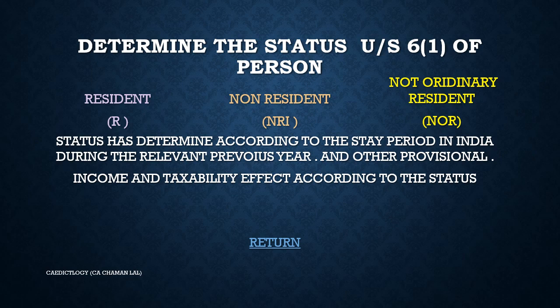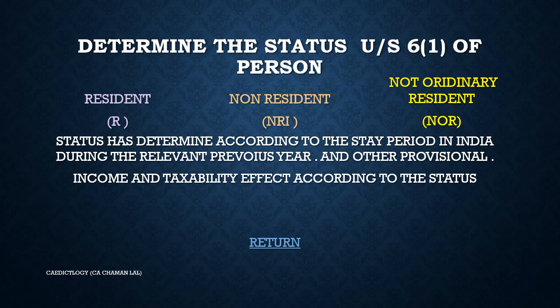Next most important is the status of a person. Income and tax are determined according to the status of a person. In the Income Tax Act, there are three types of status of a person. One is resident, second is non-resident, which is called NRI, third is not ordinary resident, NOR. Status of a person has a full-fledged chapter. All the provisions are discussed later in the chapter. Now here I give one example of how status affects the income of a person.